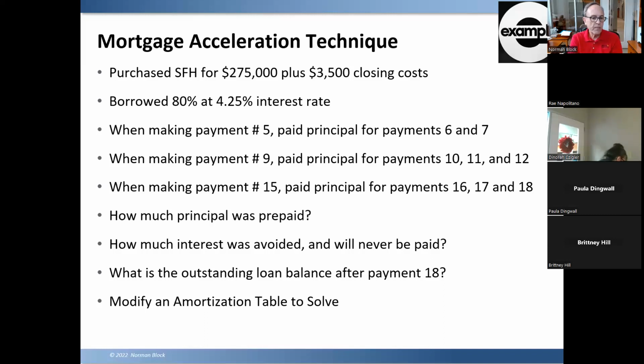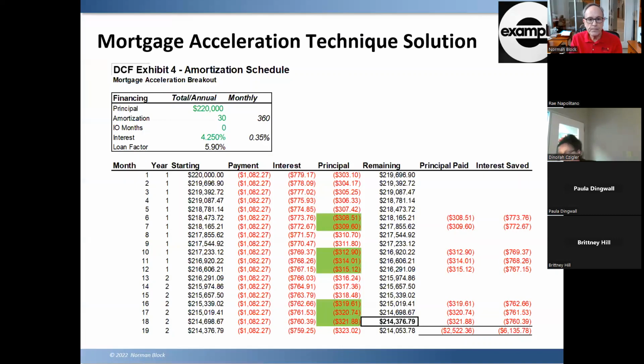Let's figure out how much principal we paid, how much interest was avoided, and what the outstanding loan balance should be after payment 18. If you have that amortization schedule generator, you can print one up. Again, if you just send me a quick email, I'll send it back if you don't have it in your repertoire. But let's look and see what happens.